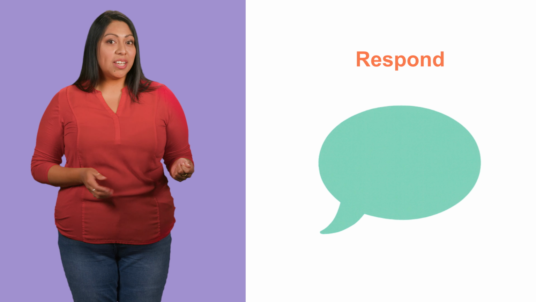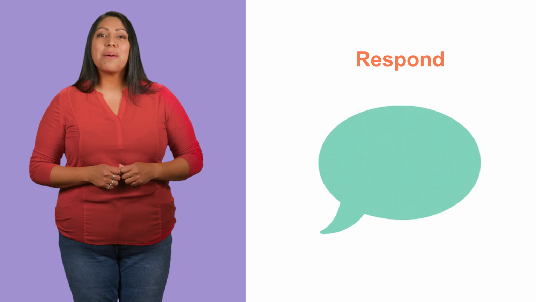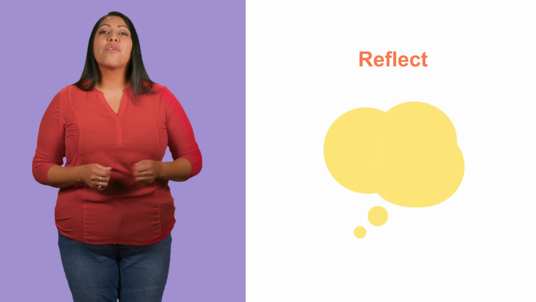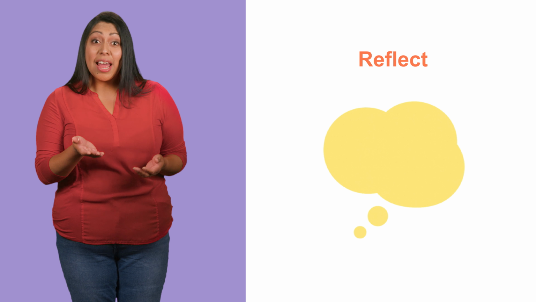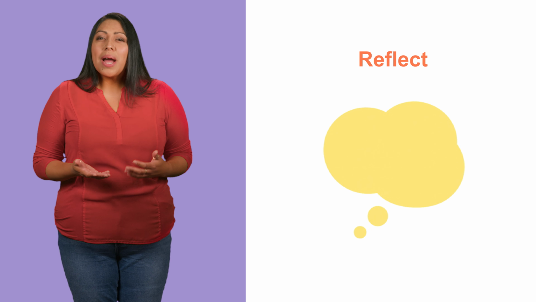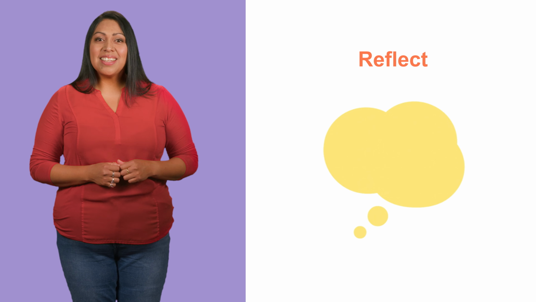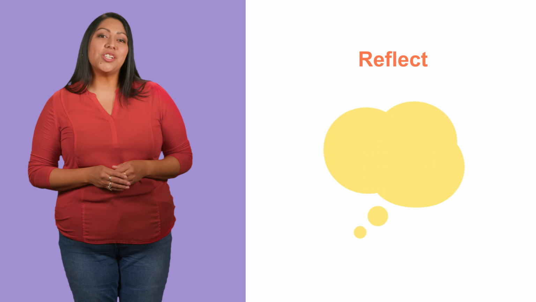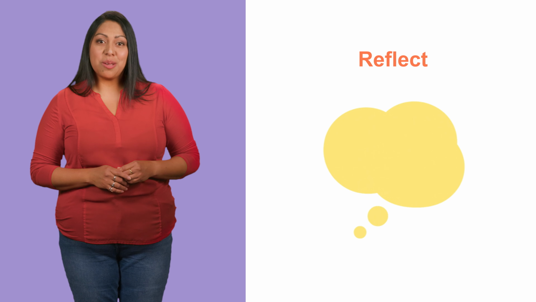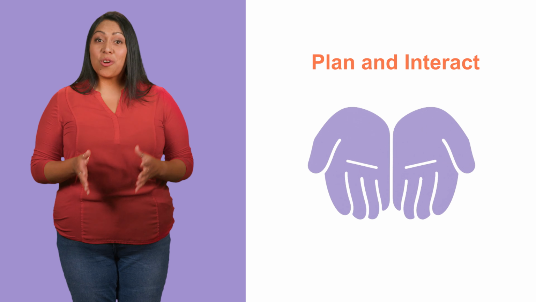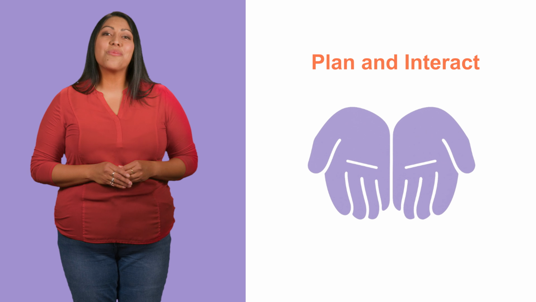After you have planned and interacted, watched, and responded, the last step is to reflect. Reflect means to think about whether what you planned worked well for you and your child, or if you might want to try something else. Today's group will give us information about the first step in setting up opportunities for your child to communicate. Plan and interact. Make sure to have your handout ready to follow along.